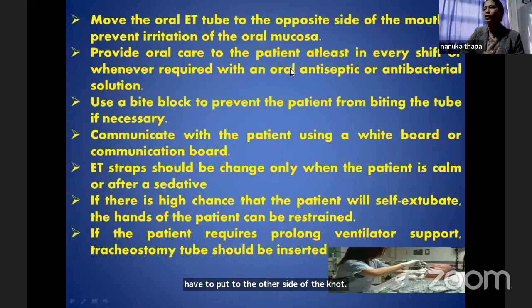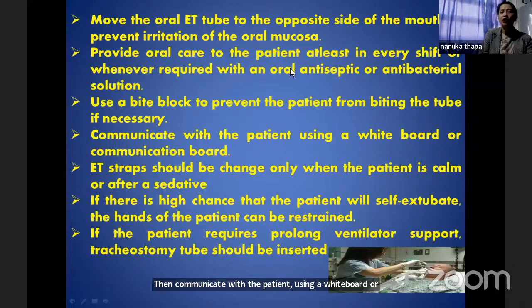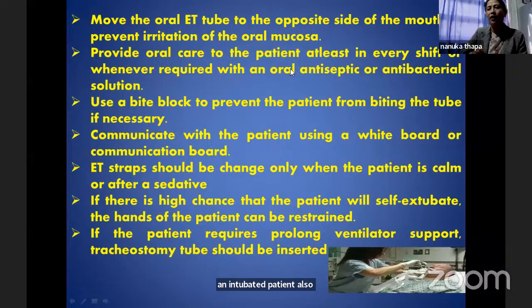Okay, we have to provide oral care to the patient at least in every shift or whenever required with an oral antiseptic or an antibacterial solution. We can also use a bite block, or you can say an airway, okay, to prevent the patient from biting the tube if necessary. Then communicate with the patient using a whiteboard or a communication board. Sometimes an intubated patient can communicate with you if he is able to, okay? So at that time, you can give a patient yes or no questions, or if he is able to write, you can give a patient a whiteboard and a pen or a white paper to communicate with you, okay?